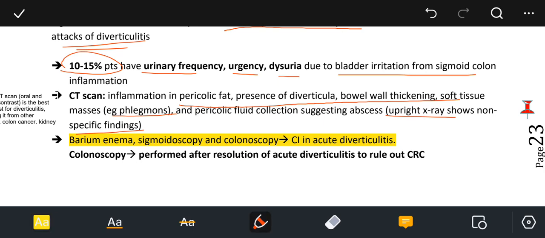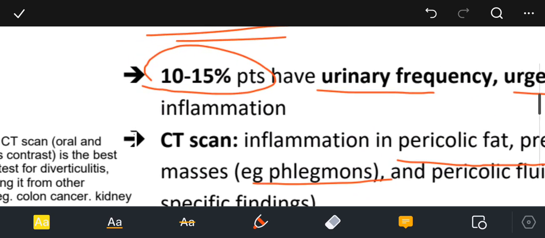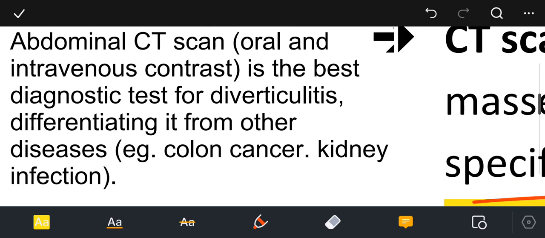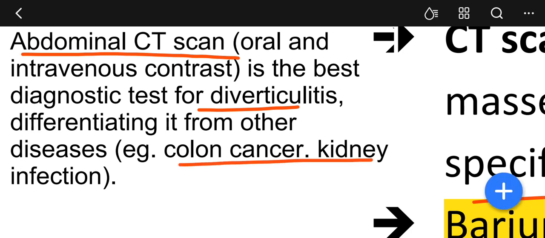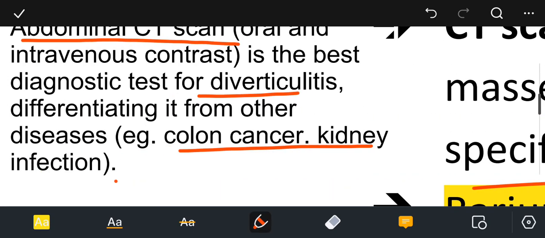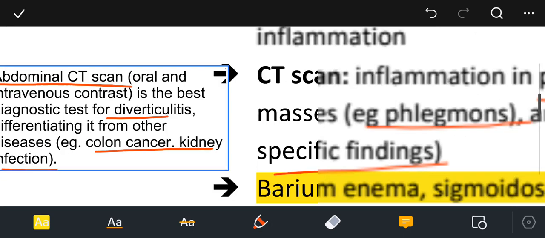Colonoscopy is performed after the resolution of acute diverticulitis to rule out colorectal carcinoma. So here they are saying that abdominal CT with oral or intravenous contrast is the best diagnostic test for diverticulitis. The abdominal CT is the best test for differentiating from other diseases like colon cancer, kidney disease, and infection.